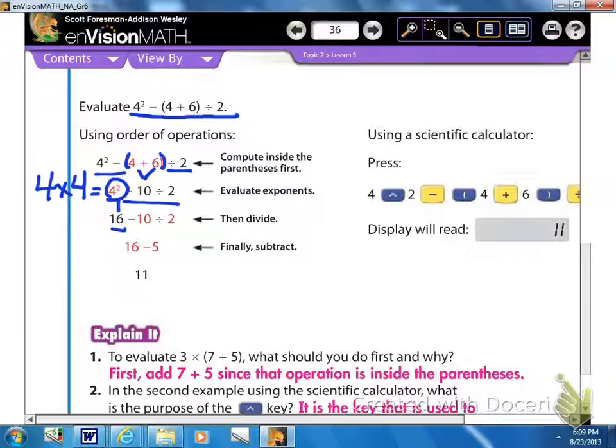So we have subtraction and division. Well, we always divide before we subtract, so this is the next step. 10 divided by 2 is 5. Bring down the 16 minus 5, and we're left with 11.